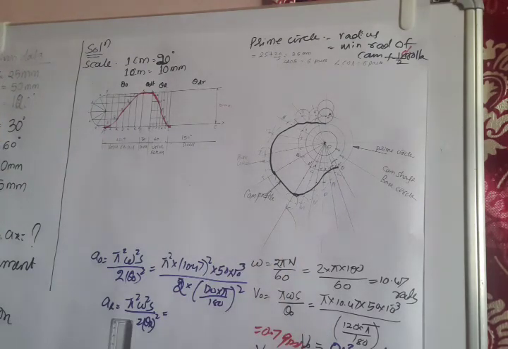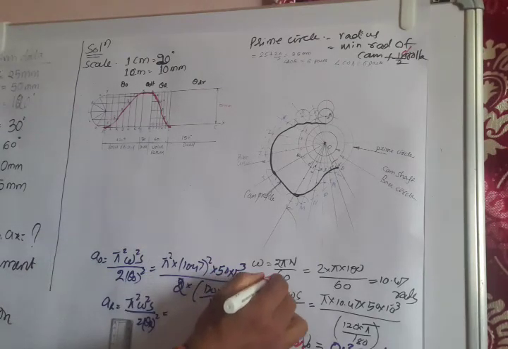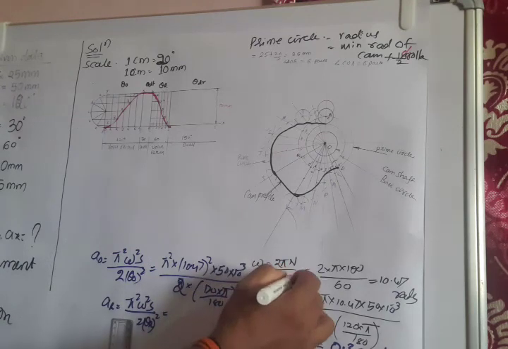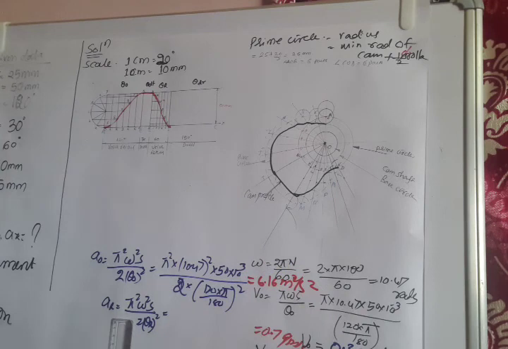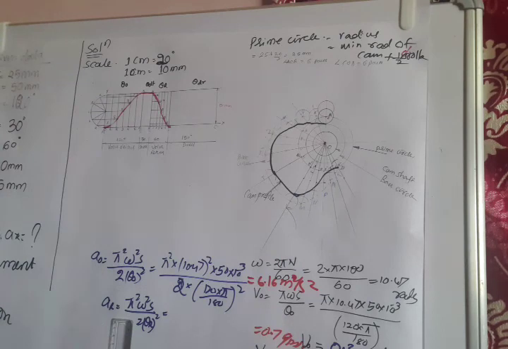Now find out the accelerations. 6.16. Okay, 6.16, right answer, in meter per second square. Okay, now for the return stroke, 24.7 meter per second square. Now how to draw these velocity diagrams and acceleration diagrams. Okay, now let us look here.